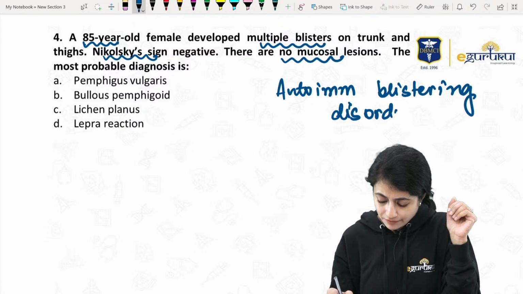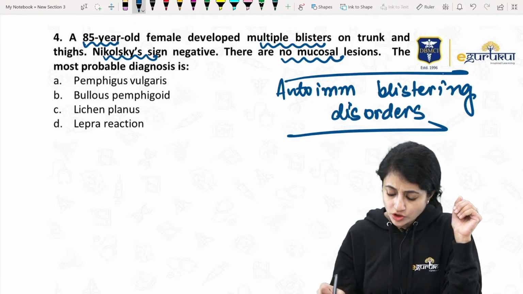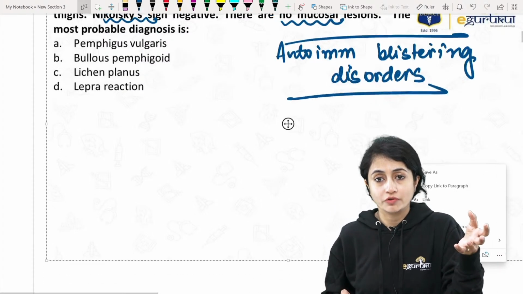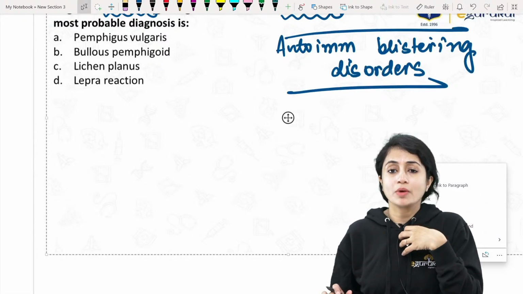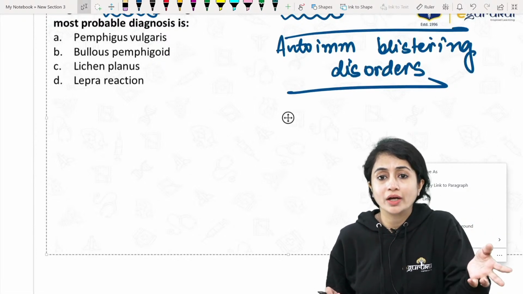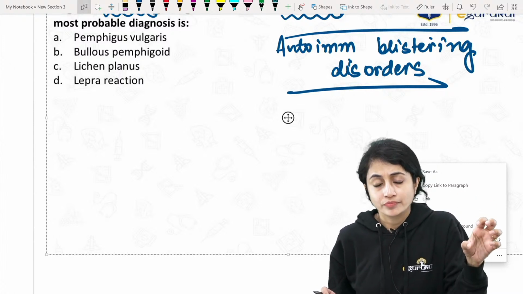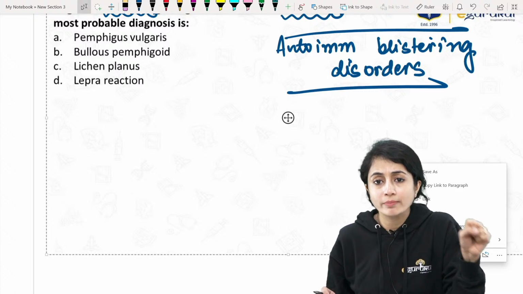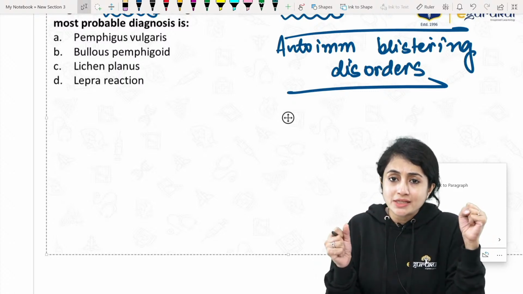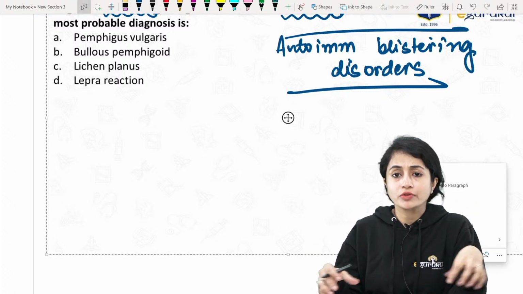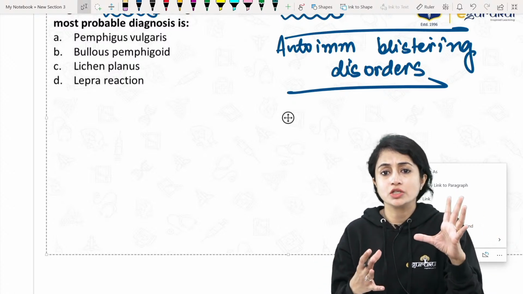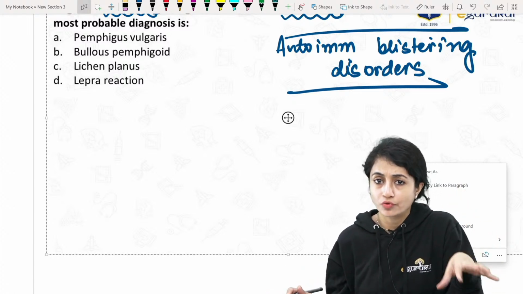Disorders where I see vesicles and bullae which are autoimmune in nature. Why are they happening? Because my body is forming autoantibodies against my skin structure. So what happens? Antibodies go and bind to skin structure, make it weaker, it breaks off, there is fluid accumulation which leads to vesicle and bulla formation.